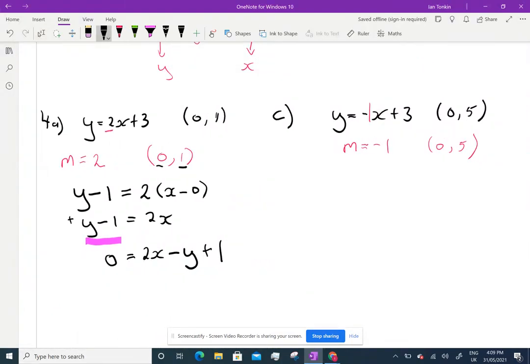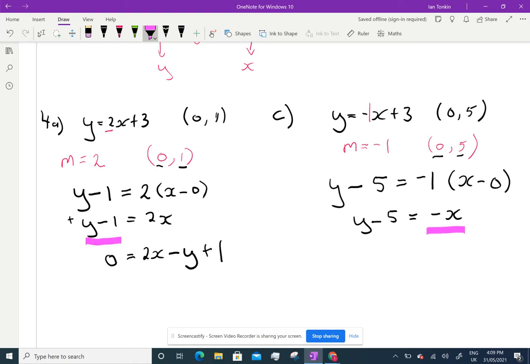So here we go. y minus the y value, 5, equals m, which is minus 1, outside of x minus the x value, which is 0. y minus 5 equals negative x. And this time, I have to take the x over the other side because it's negative, so I'm going to add it. And I get x plus y minus 5 equals 0.